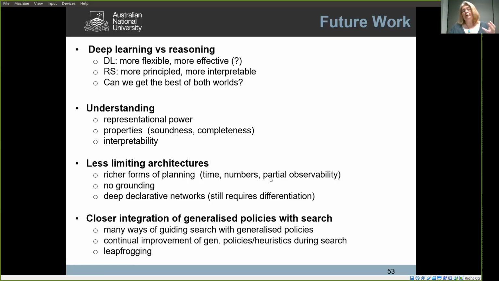And the nice thing about generalized policies is that you can continually improve them and learn as the search proceeds, because you don't even need to reach the goal to have examples from which you can learn a generalized policy. You can also use leapfrogging. So you can use your current generalized policy to guide the search for generating bigger examples for bigger problems that are then going to be used to improve your generalized heuristic and so on.